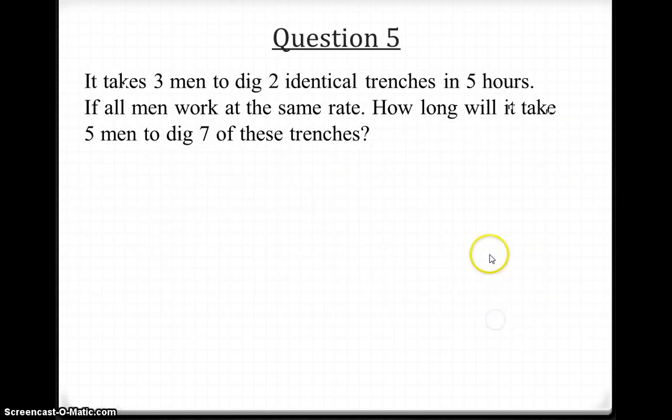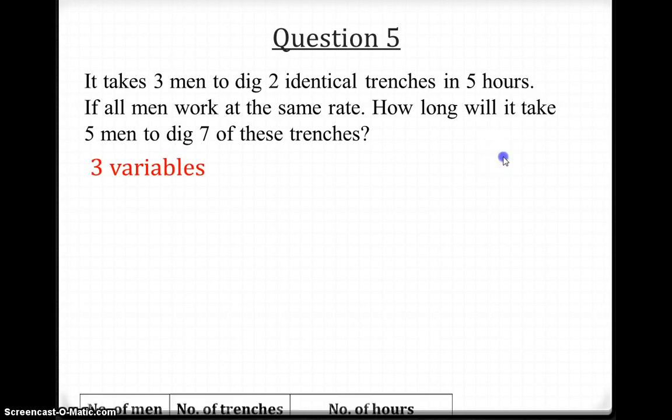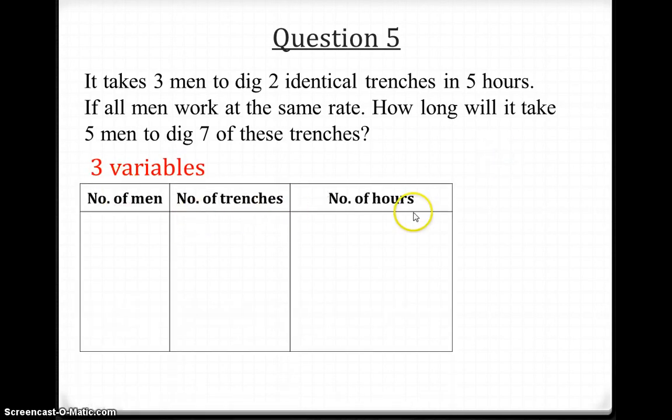Second question. Question 5. It takes 3 men to dig 2 identical trenches in 5 hours. If all men work at the same rate, how long will it take for 5 men to dig 7 of these trenches? How many variables are here? 3, which is number of men, number of trenches, and number of hours. For this kind of question, please be careful. You cannot make all 3 change at the same time. Try to keep one of it as a constant.